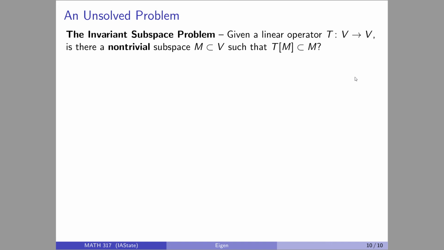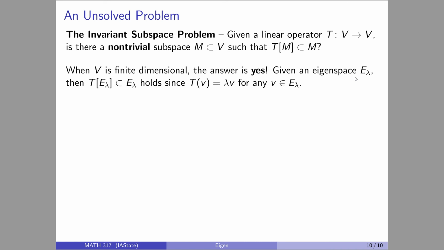So it turns out that this problem is super easy in the finite dimensional case. The answer is always yes, because what you do is just find an eigenspace. An eigenspace trivially has this property, because if v is in the eigenspace, T of v satisfies that. So, boom, there you go. You're done. So it's sort of trivially true.